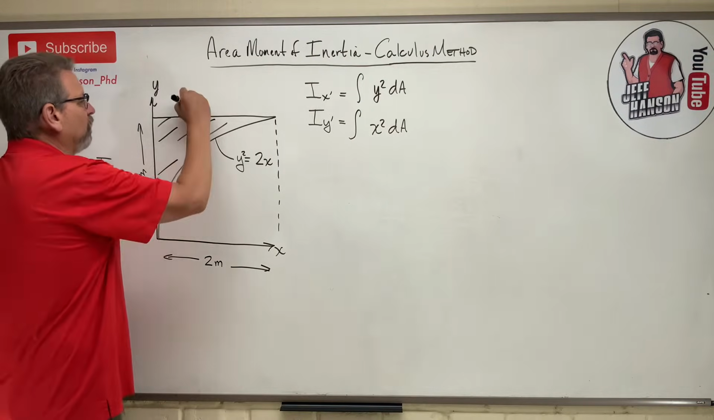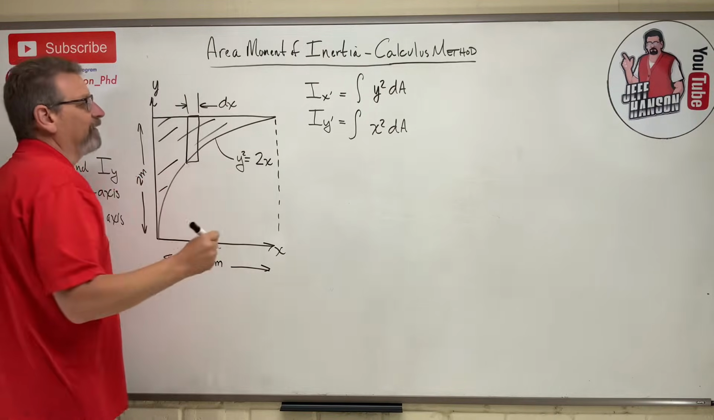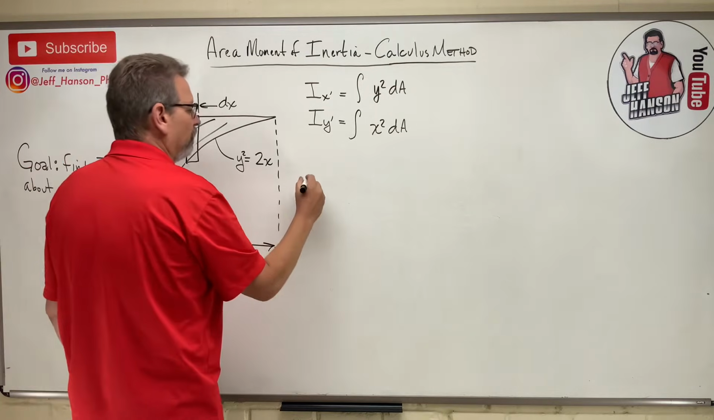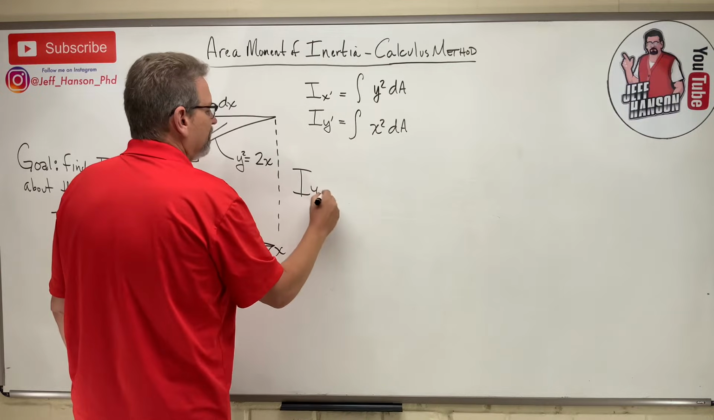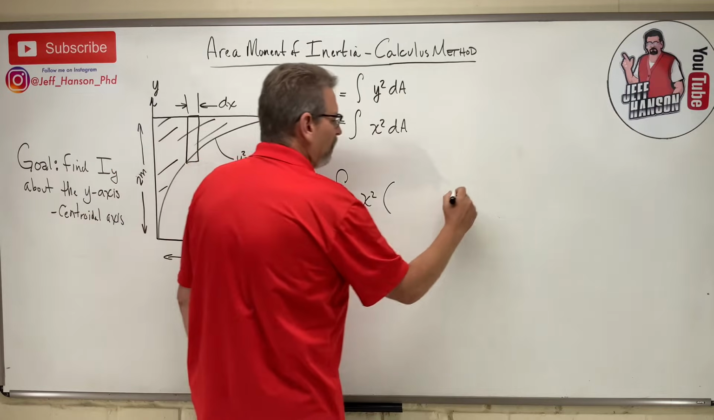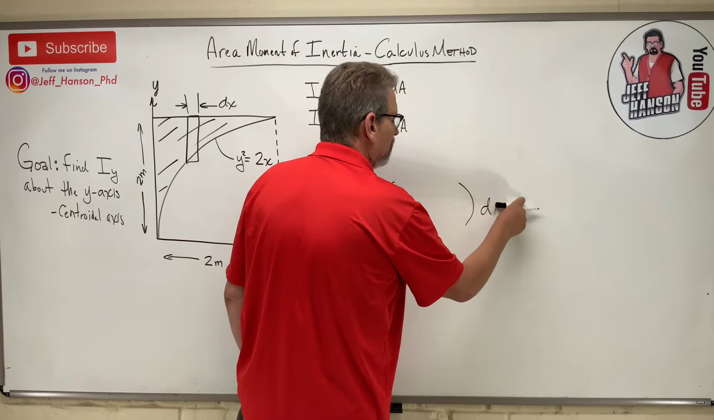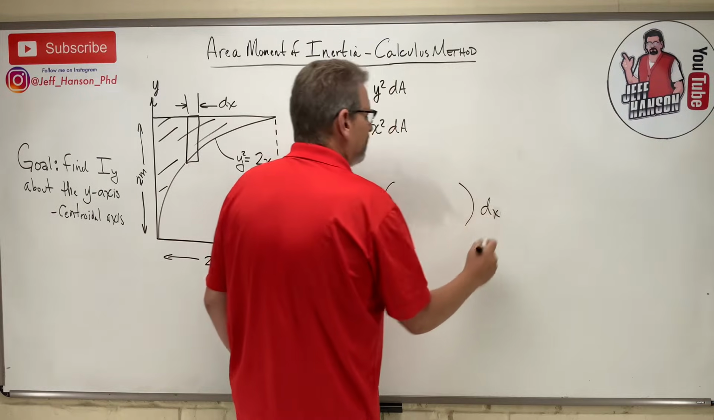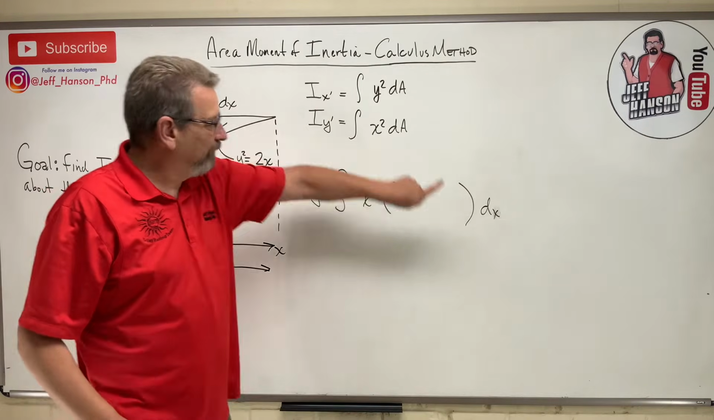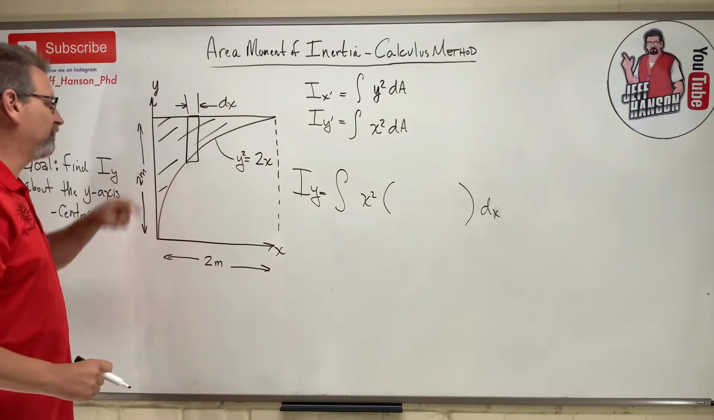Do we remember how wide one strip is? It's dx wide. So what we're going to do is this: Iy is equal to the integral of x squared times dA, where dA is a differential area, one little rectangular strip, and a strip is width times height. So what goes in there? What's the height of that strip?